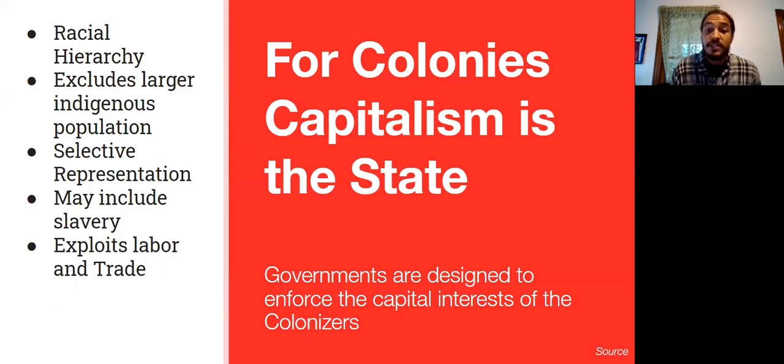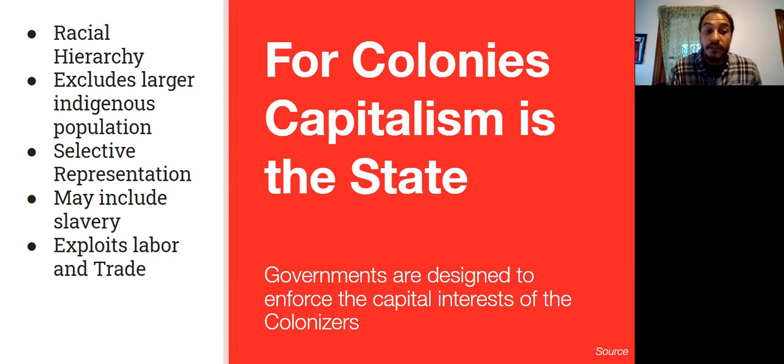For colonies, capitalism is their state. The governments are completely designed to enforce the capital interests of the colonizers. That usually includes a racial hierarchy. It excludes larger indigenous populations. There's usually a selective representation in the government. If there are indigenous people, usually they are picked either on the basis of looking white or being willing to go along with capital interests, such as giving people exclusive mining rights.